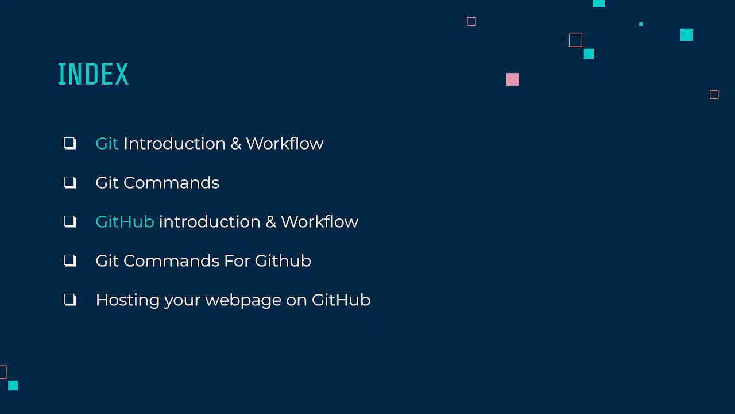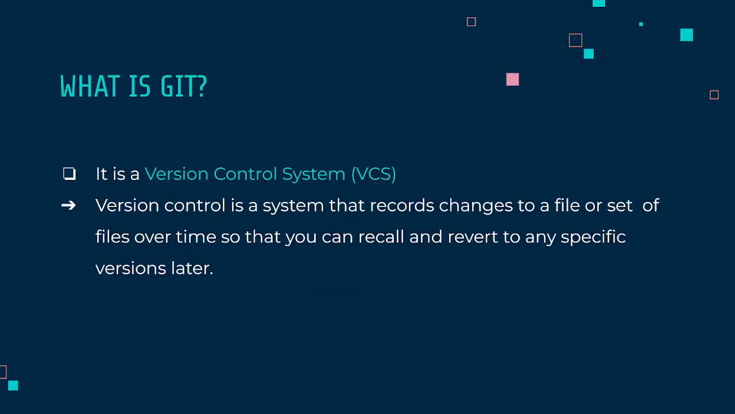Frankly speaking, getting familiar with Git and GitHub is not as complicated as it may look. You don't need to be some kind of master coder to start learning Git. It's really basic for everyone. So the first question arises: what is Git? It's a version control system. And what is a version control system? A version control system is a system that records changes to a file or set of files over time so that you can recall and revert to any specific versions later.